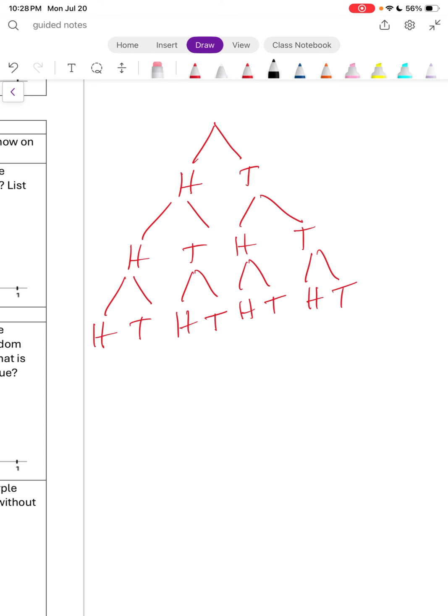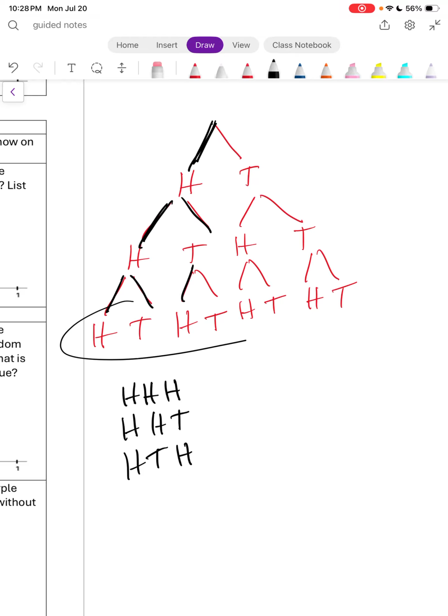You could get a heads, and a heads. That's one path. And you could even list these outcomes as like heads. And then you could go heads, tails. And then you could go heads, tails, heads. And you could actually list out every path. But notice how many paths there are. 1, 2, 3, 4, 5, 6, 7, 8.